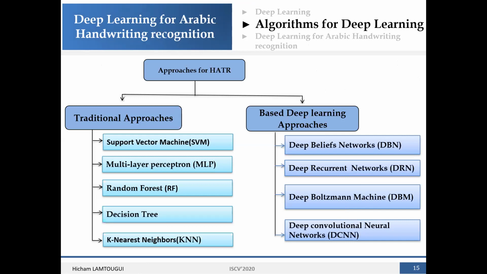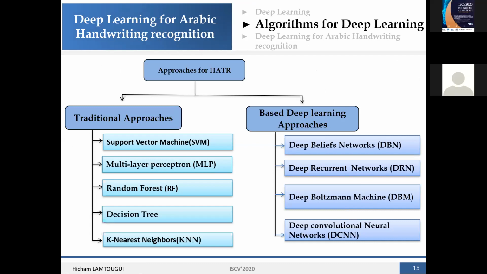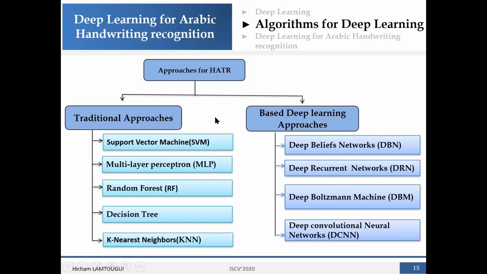The state-of-the-art research addressing the issue of handwritten Arabic text recognition generally falls into the following main categories: traditional approaches and basic deep learning approaches. In traditional approaches, based on the engineer's expertise to extract representative features, the method classifies by machine learning methods like SVM, support vector machine, multilayer perceptron, random forest, and decision tree.